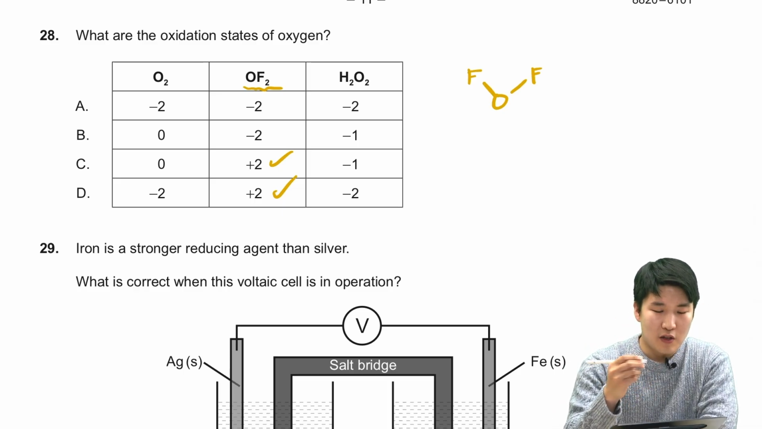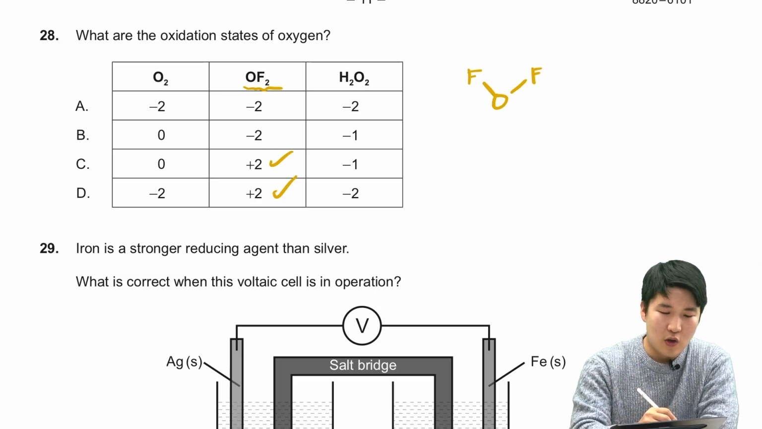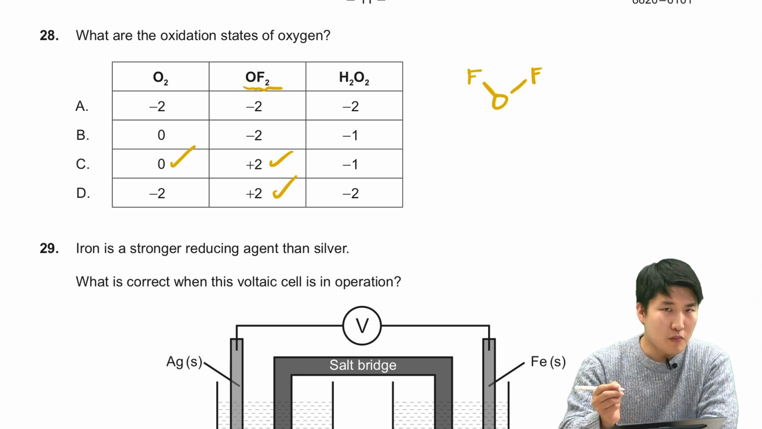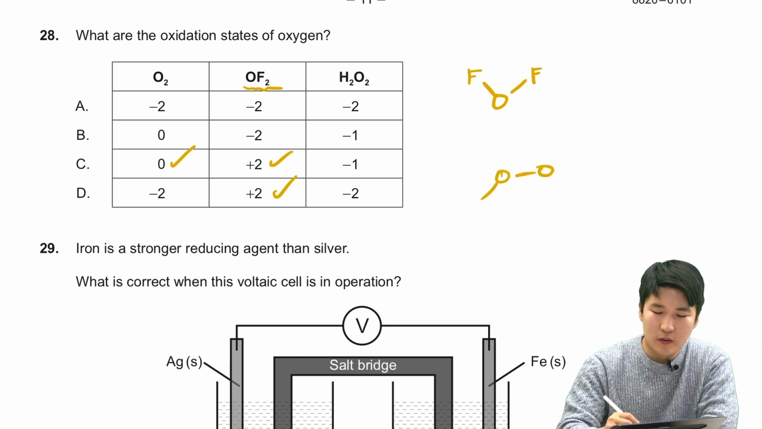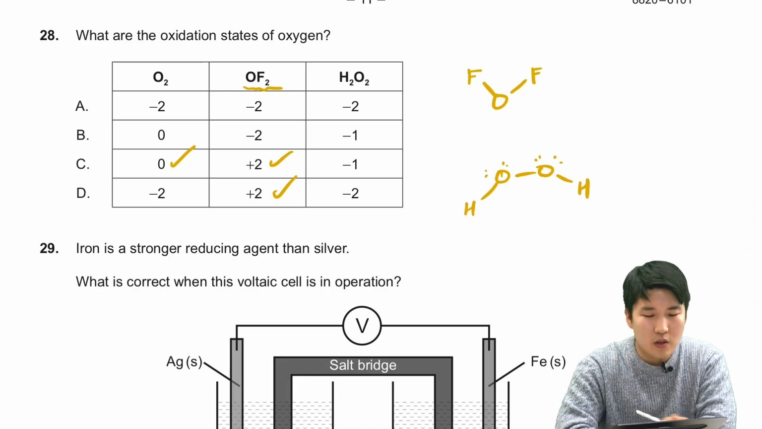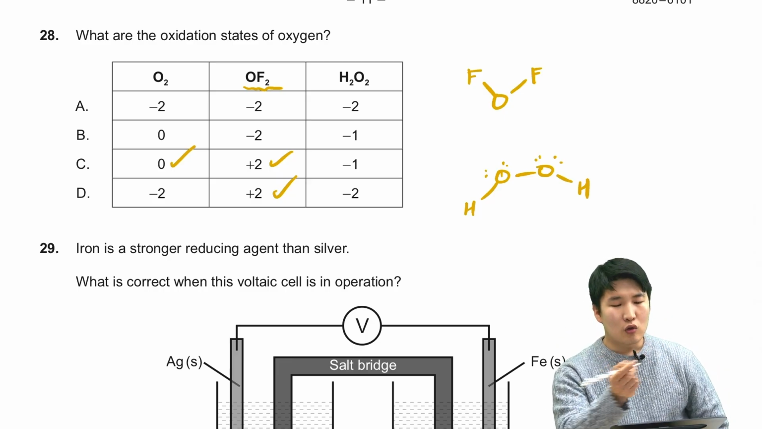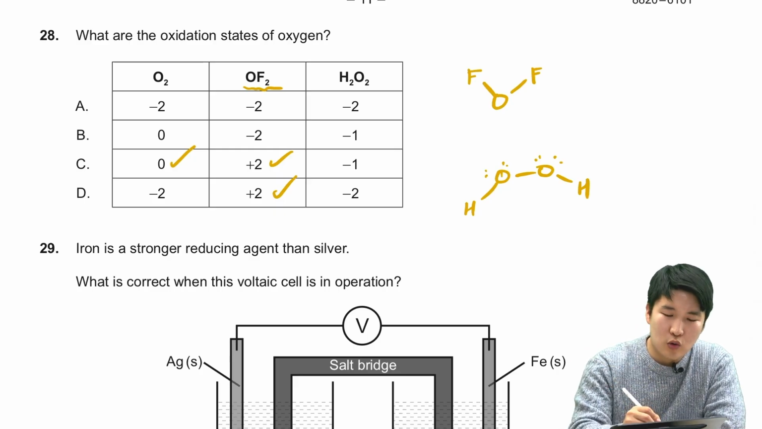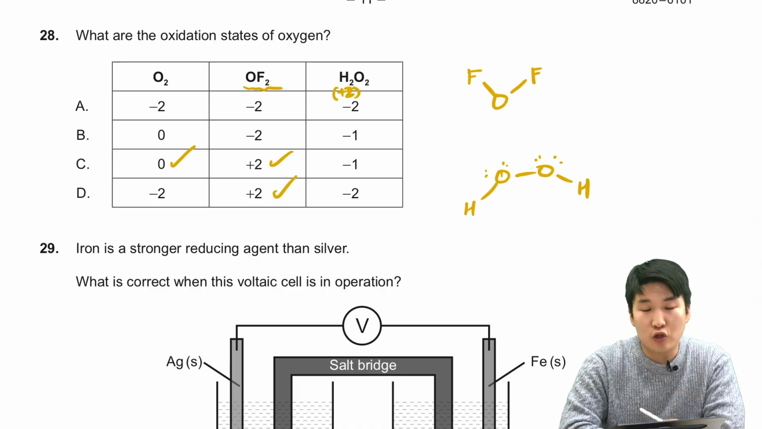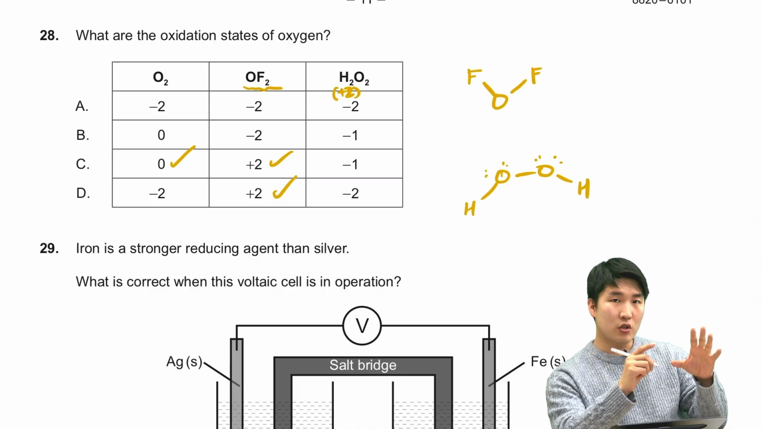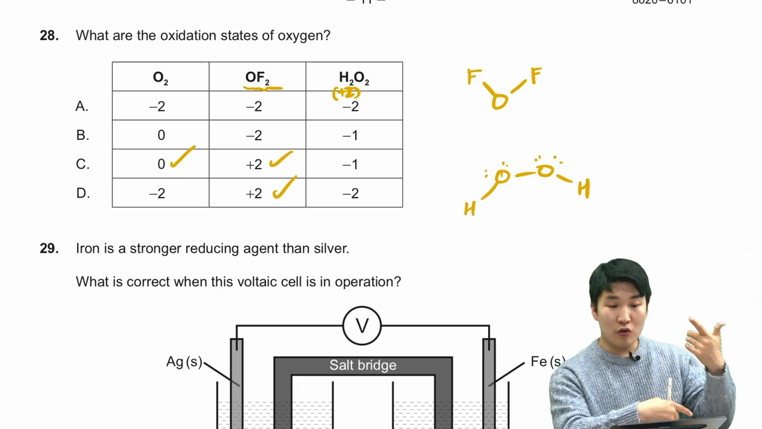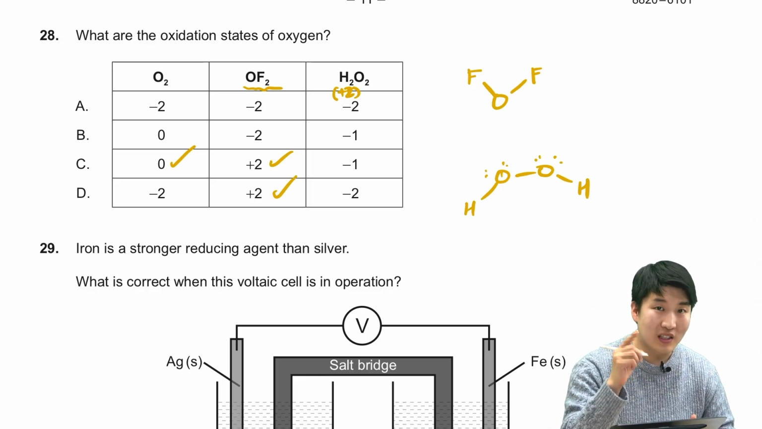Oxygen bonded to itself, there's no electronegativity difference, and the oxidation state will be 0. Hydrogen peroxide is another exception, where oxygen is bonded to itself as well as to a hydrogen. Do the math. H plus H2 will have plus 1 charge, meaning overall 2 H's will contribute 2 plus charge. That needs to be balanced by 2 oxygens contributing minus 1 each.